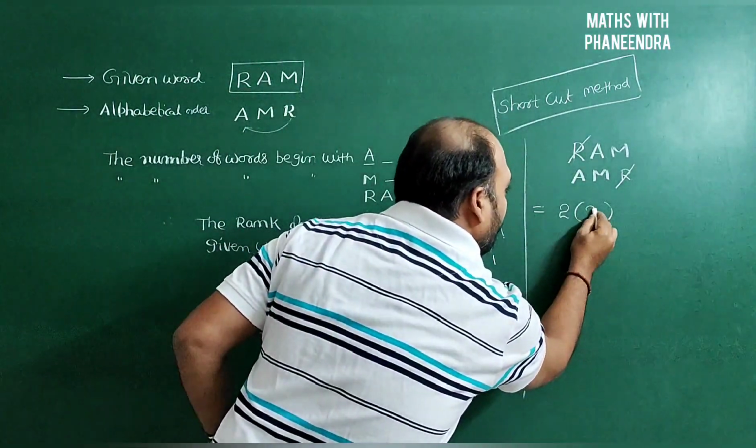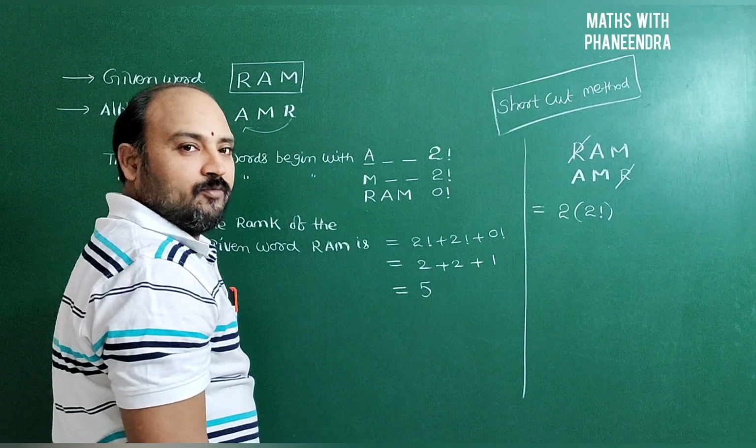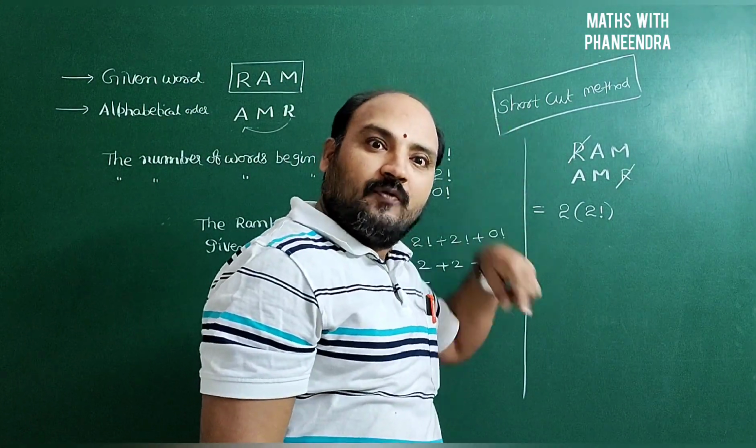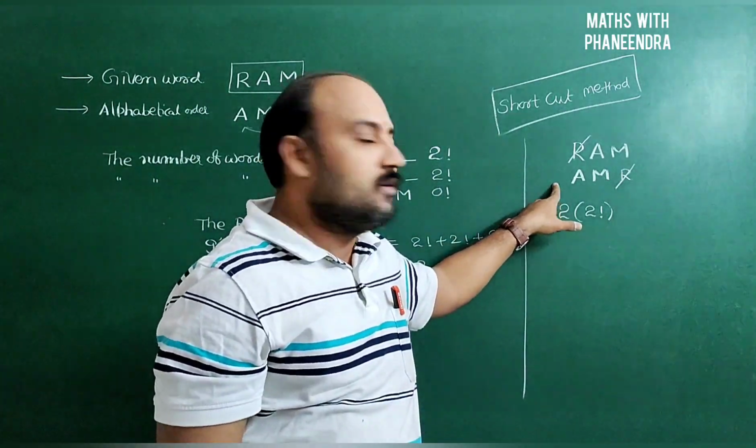For that you can take factorial. So 2 factorial. I hope you will understand. So once again I repeat. First you write the given word. After that, write the alphabetical order of the word.